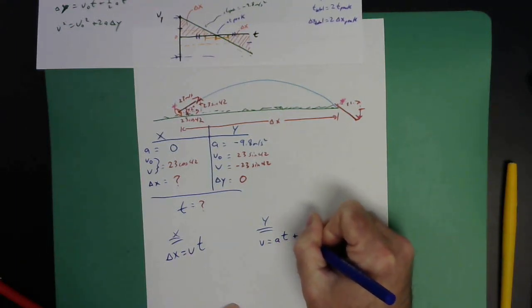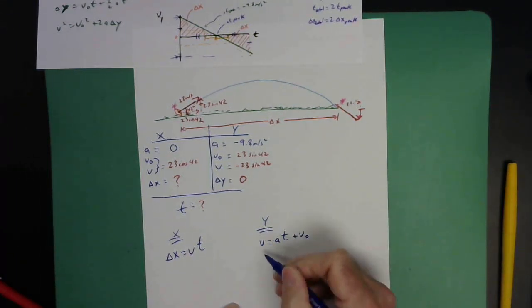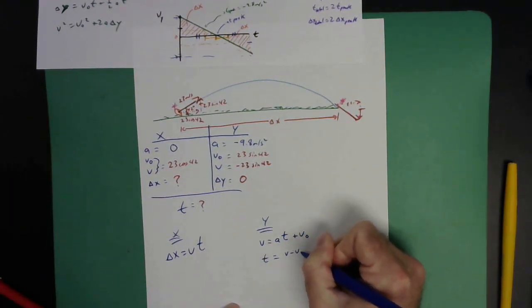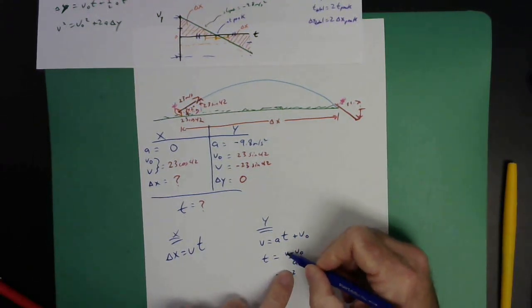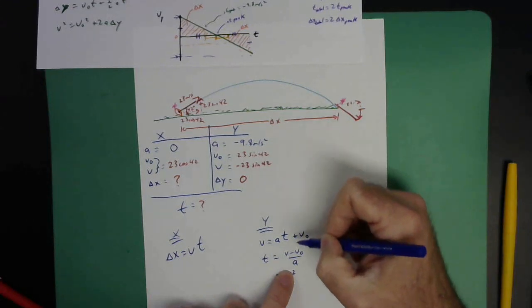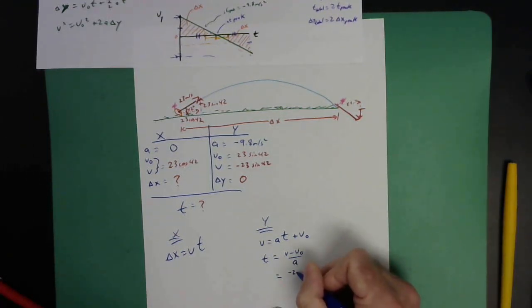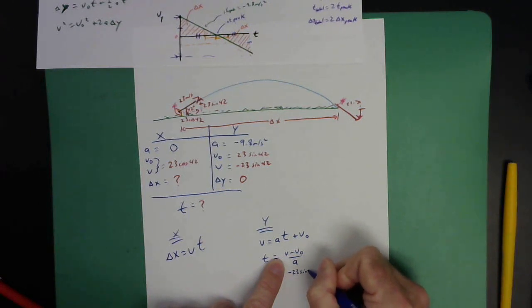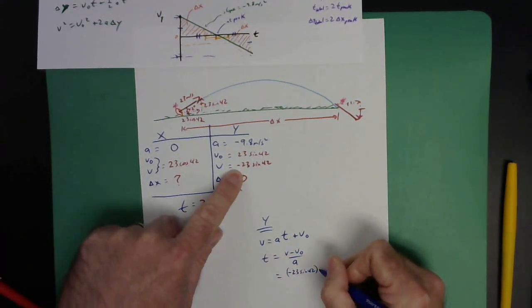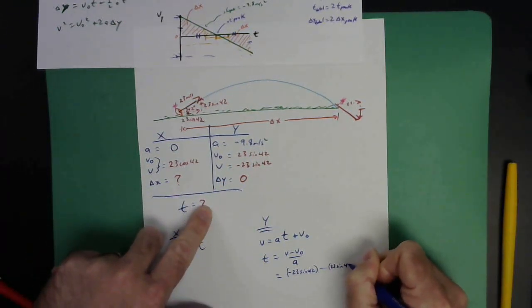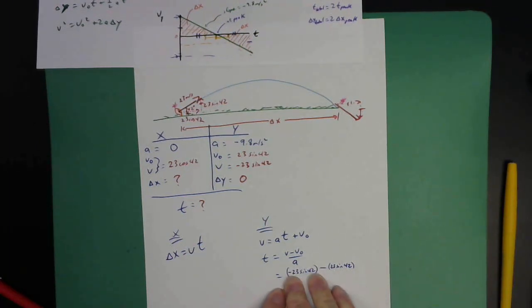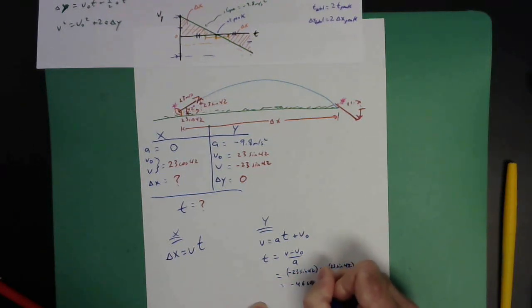I think that this is the nicest one to use: v is at plus v naught. Trying to find that t, that would be t is v minus v naught over a. Substitute in my values. By the way, look, v is negative 23 sine 42, v naught is 23 sine 42. Are these going to cancel out? No, because of that negative sign. I'm going to have negative 23 sine 42, that's my final velocity, minus, from the equation, a positive 23 sine 42. That's just going to be double negative 23 sine 42. Do you see that? So it'll be like a negative 46 sine of 42 degrees. Make sense?